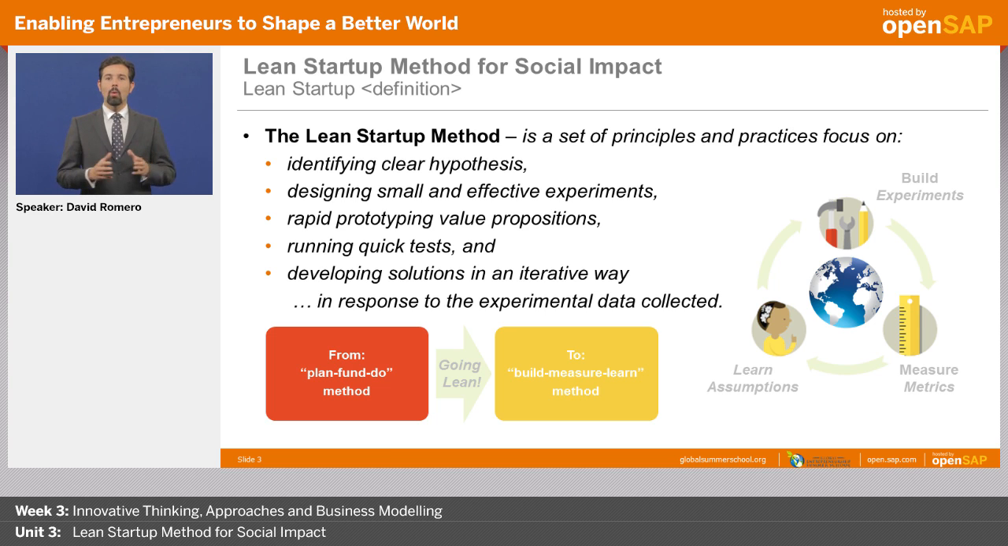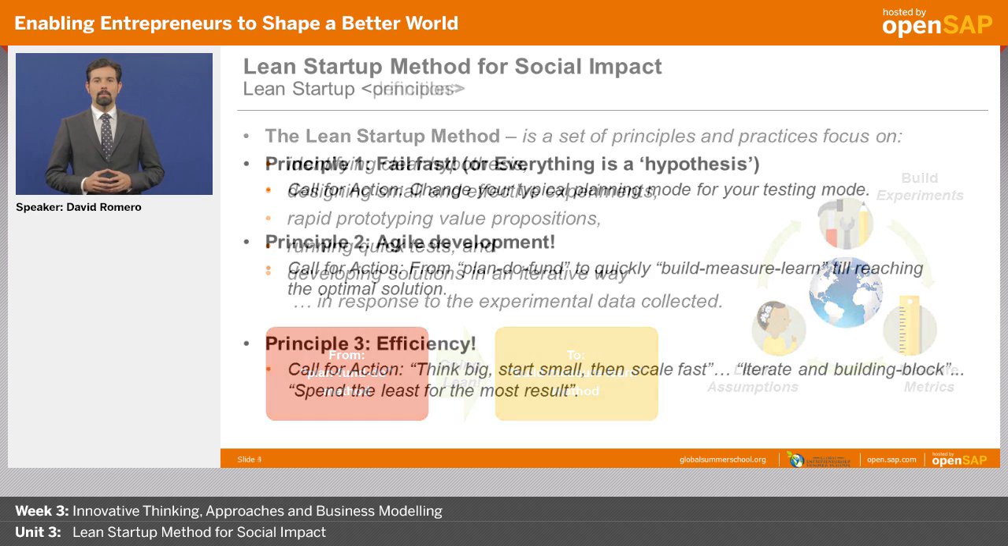In this sense, what we want to change in the social sector is the strategy and technique of plan, fund, do, to the Lean strategy of build, measure, and learn. We want to build minimal viable products, we want to measure our assumptions, and we want to learn from them in order to iterate and build in blocks a social solution.